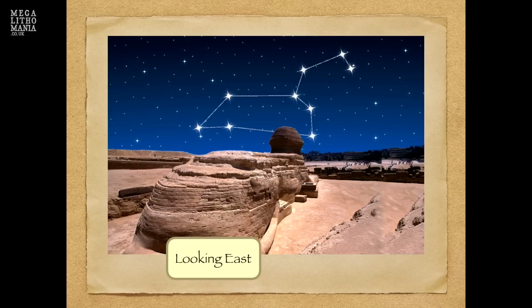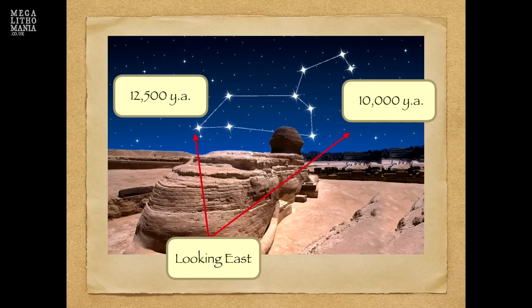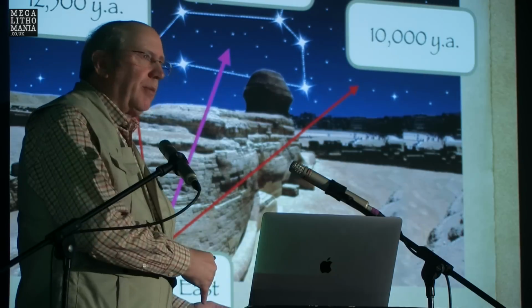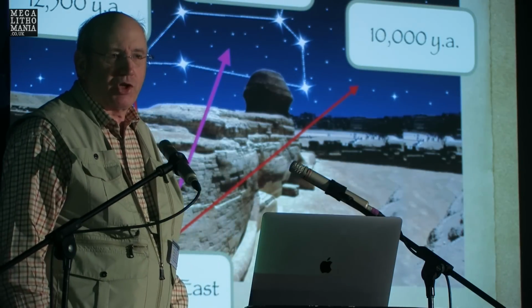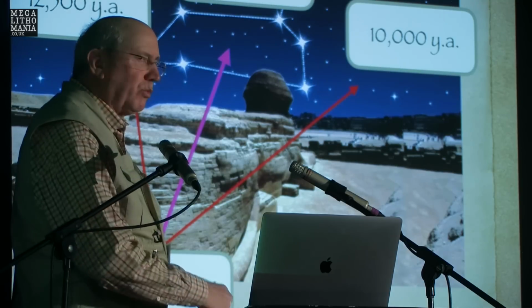It's not quite that, though, because remember, Leo is quite a big constellation, so we get anything between 10,000 years ago and 12,500 years ago. That's the one you're probably familiar with, 10,500 BC. So what I'm doing is taking the median in between those two, which is 11,250 years ago, which is old, it's interesting, but it's not the same date that we've just achieved using the layout of Giza. So what's the problem with this diagram?